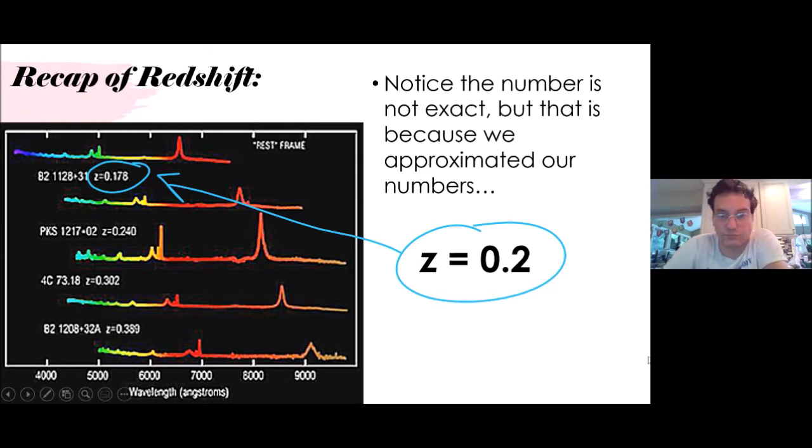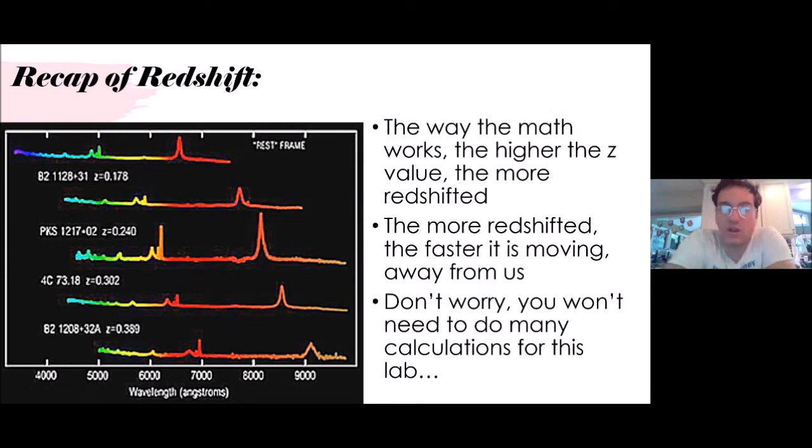So the way the math works, the higher the z value, the more redshifted. And the more redshifted, the faster it's moving away from us. And like I said, don't worry, you're not going to have to do these calculations. I did a sample calculation so you get an idea of where these numbers are coming from, but the ultimate result is you look at the number and that's going to tell you how much it's been redshifted.